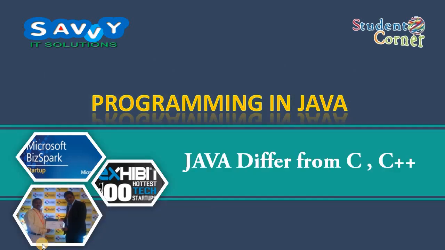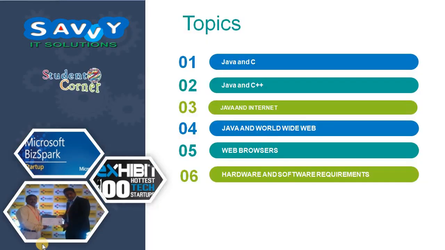So today we are making a video on programming in Java. We are discussing how Java differs from C and C++. Topics we need to cover: Java and C, Java and C++, Java and Internet, Java and World Wide Web, Java and web browser, and hardware and software requirements for installing Java.